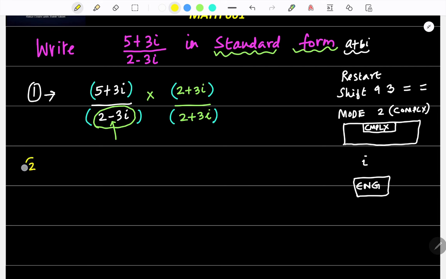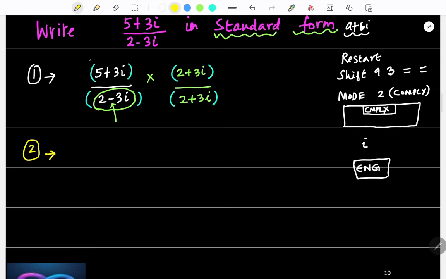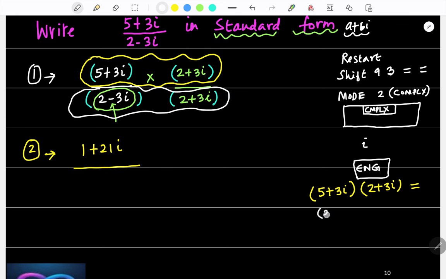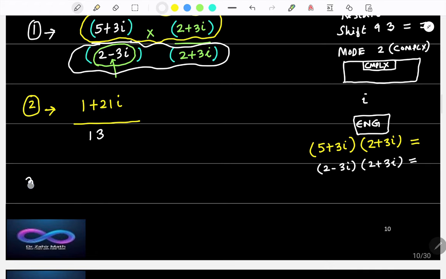Then go to step number 2. You are going to put this in the calculator, the numerator only. How to put it in the calculator? Open the bracket, 5 plus 3i, close the bracket, open the bracket, 2 plus 3i, and then press equal. You will get 1 plus 21i. Next, put the denominator: 2 minus 3i and 2 plus 3i. Type in the calculator, press equal. You will get 13.